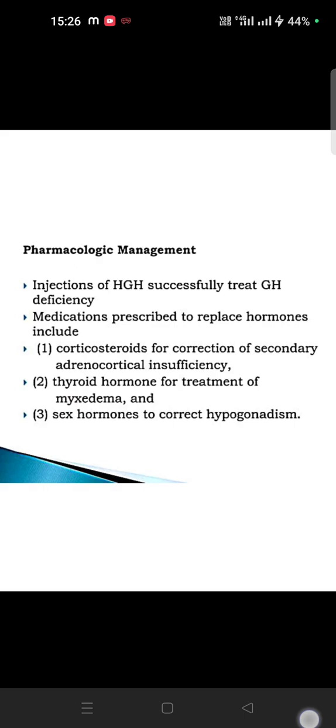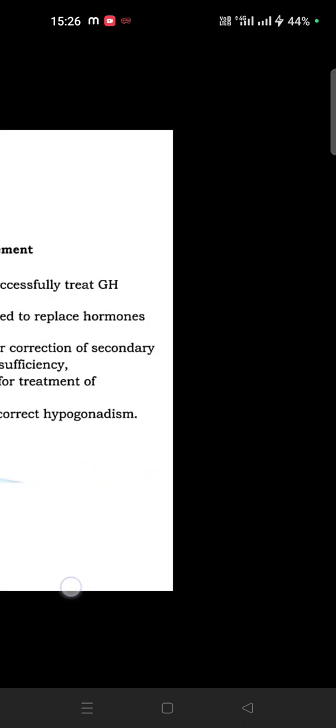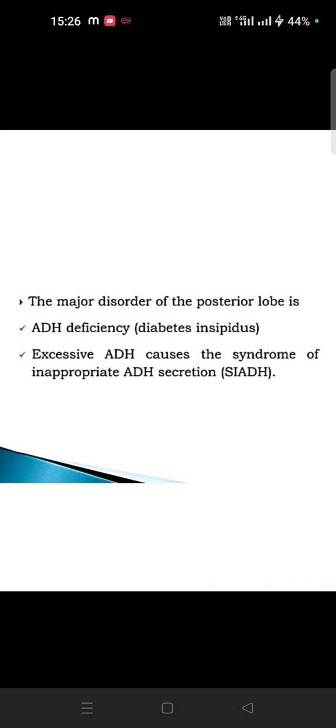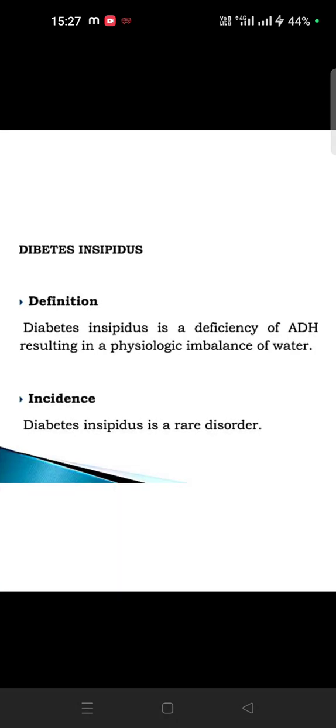Corticosteroid correction will be given, thyroid hormone treatment, and sex hormones will be given to correct the hypogonadism. Then nursing management. The posterior lobe is the neurohypophysial disorder, so at that time ADH, diabetes insipidus, will be there. Excessive ADH causes the syndrome of inappropriate ADH secretion. What is the first type? Diabetes insipidus is a deficiency of ADH resulting in a physiologic imbalance of water.